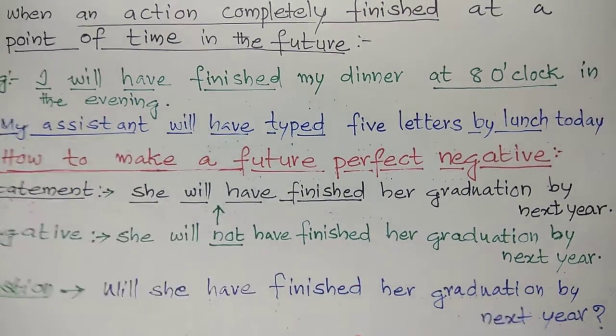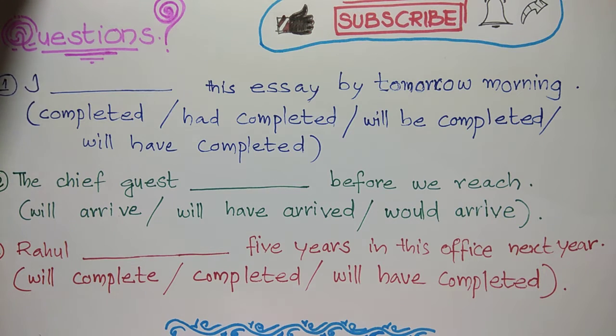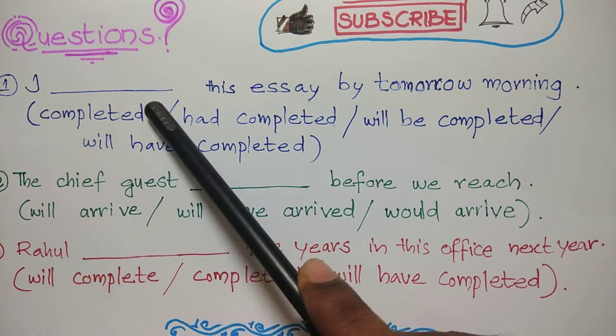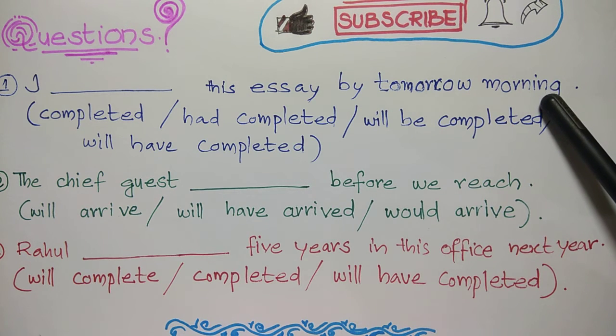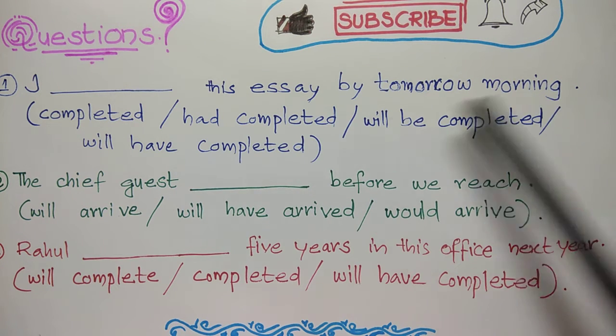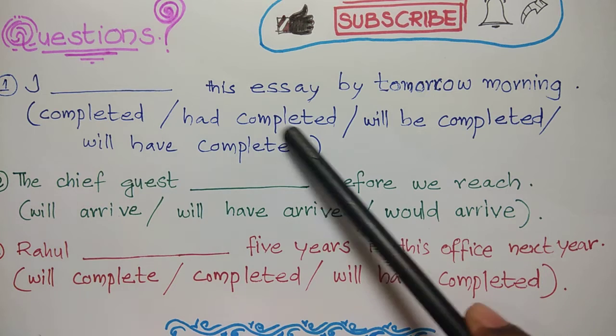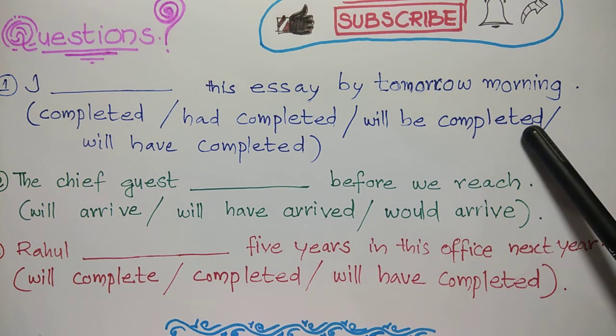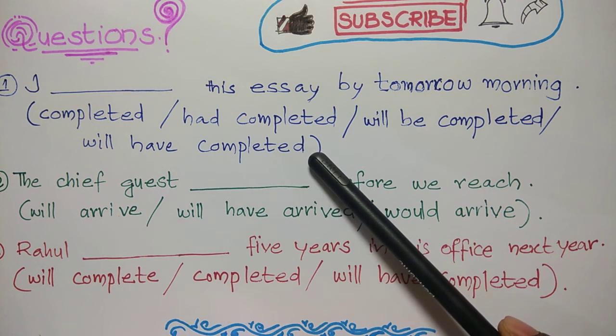So now there are 2-3 questions. Try to answer them. First one, I dash this essay by tomorrow morning. Options: completed, had completed, will be completed, will have completed.